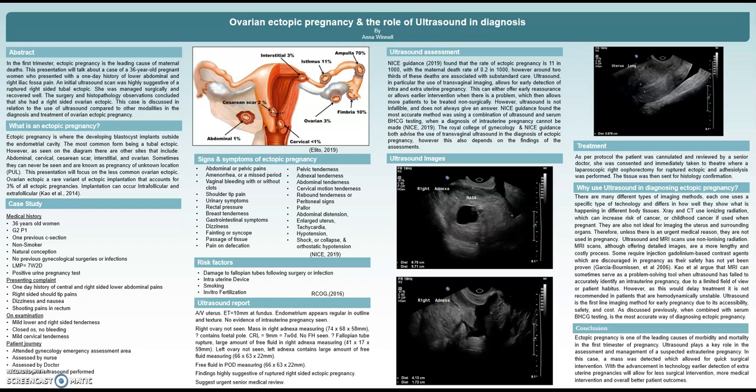On examination, she had mild lower and right-sided tenderness. Speculum examination showed a closed os, no bleeding, and mild cervical tenderness. The doctor then requested an ultrasound scan to assess for a query ectopic pregnancy.